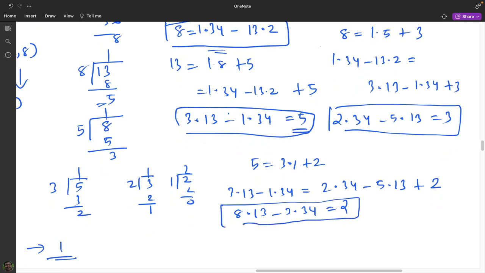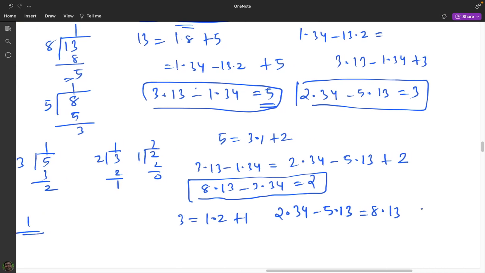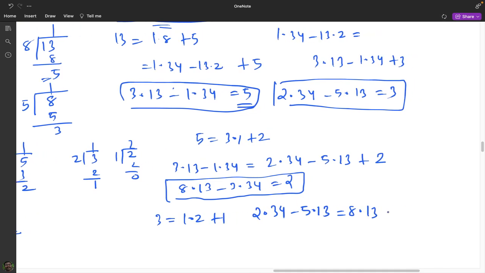So every number I am writing as a linear combination. Finally, I have my 1. How do you obtain 1? 1 is obtained by dividing 3 by 2. So 3 was actually 1 into 2 plus 1. 3 you already know how to write: 3 is 2 into 34 minus 5 into 13. That is equal to 2, which I have written as 8 into 13 minus 3 into 34, plus 1. So finally you get the linear combination in the form of 1. When you bring it here, it is 5 into 34 minus 13 into 13. That is equal to 1.